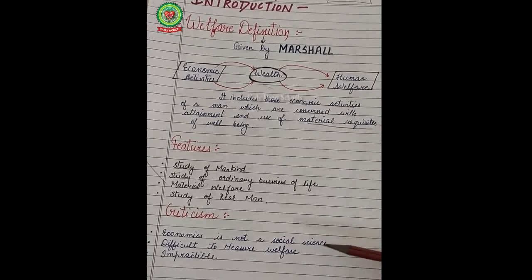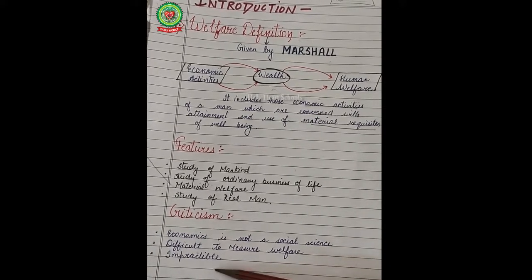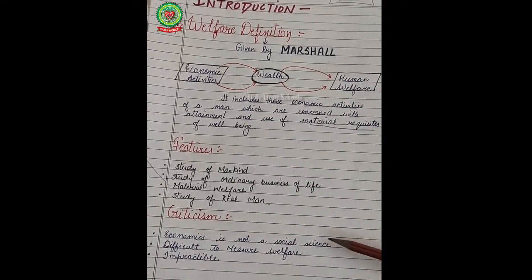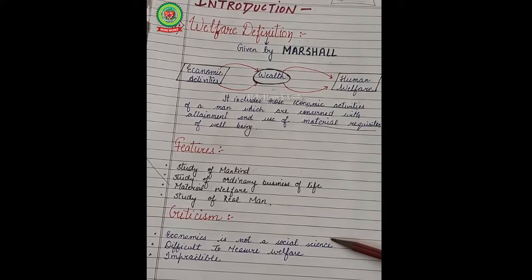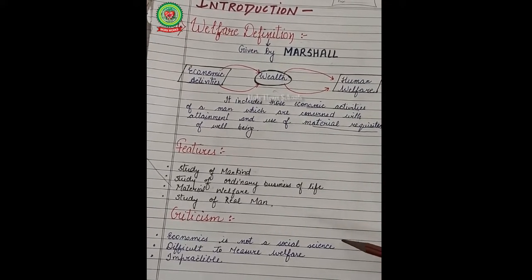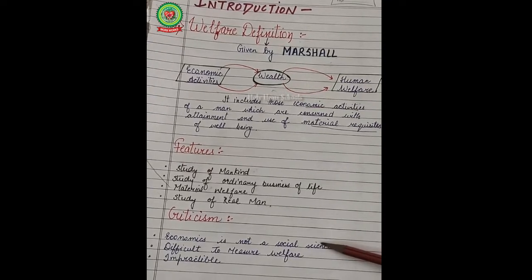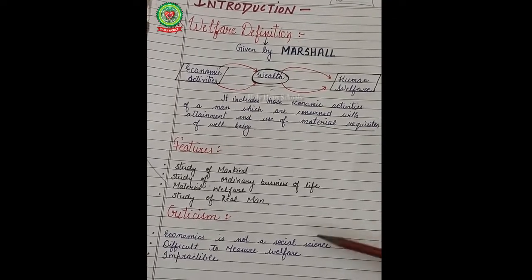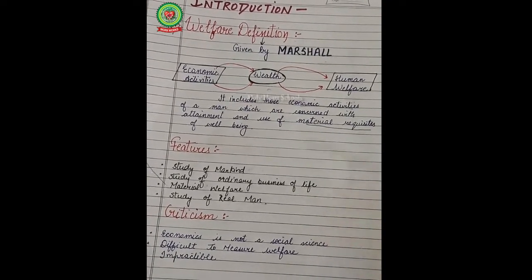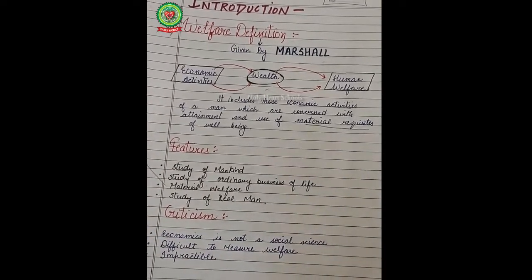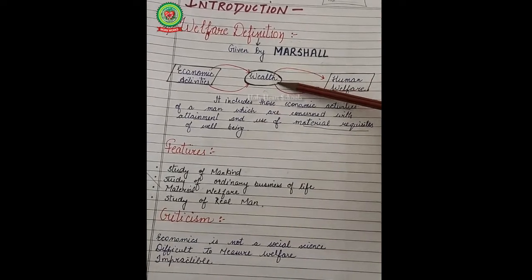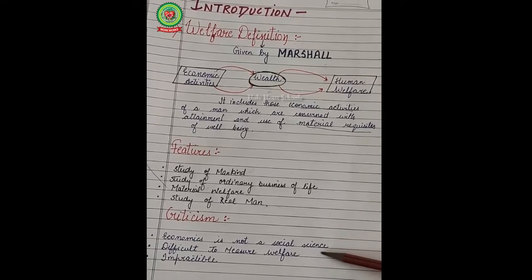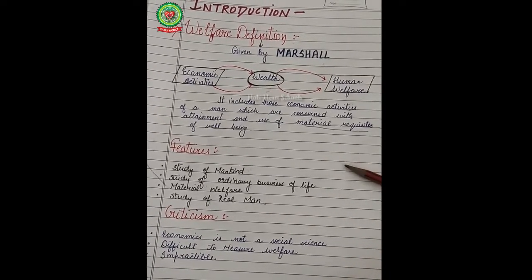Economics is not a social science, difficulty to measure welfare, and impracticable. Economics is not a social science, because social science means the individuals living in the society, right? But in this definition we will study a human science, where the human may live in the society or maybe live in isolation, which is different from the society, right? But he gets his wealth, means gets money to satisfy his wants. Simple. So this is the criticism of the welfare definition.